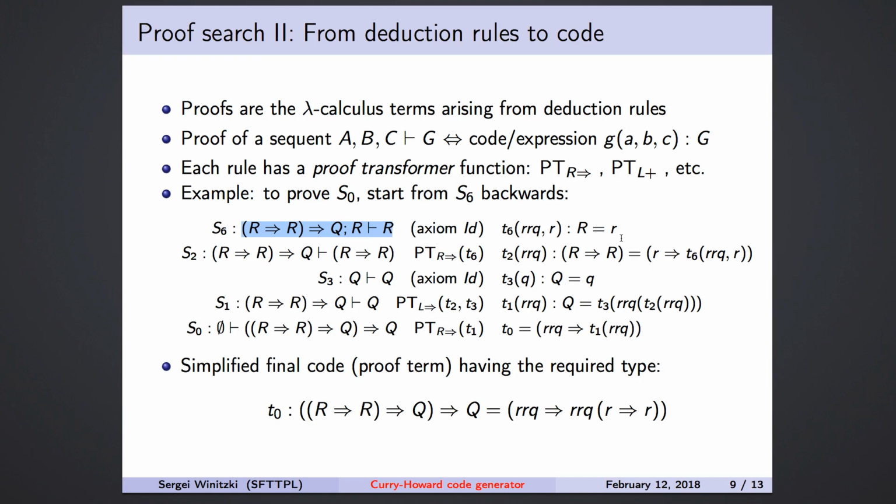Okay? Because it has the right type. It has the arguments that are premises of the sequence, and the return is the goal of the sequence. So that's why it's a proof. Now, the next sequence is S2. S2 has this thing, and it was made by rule right implication from T6. So the proof transformer is a function that takes a proof of what was there.